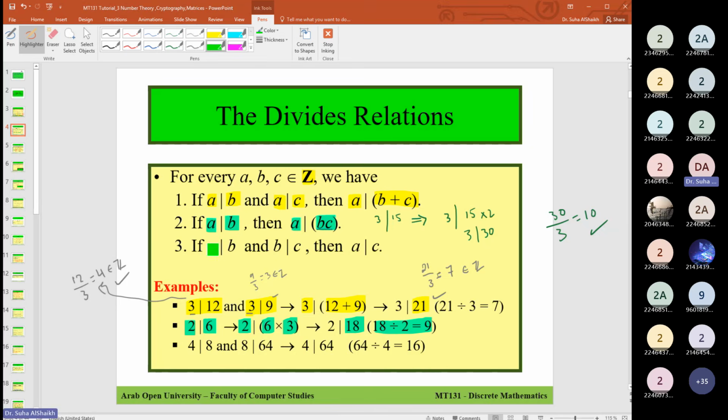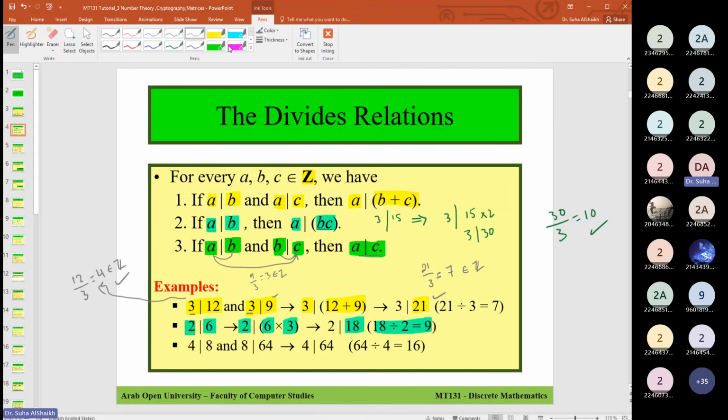Also we have if A divides B, with the same B dividing another C, this means that A divides C. A divides B, and B itself divides C, which means A must divide C.